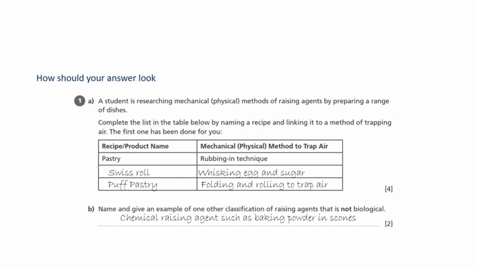Finally, the second part of the question will be completed with the classification chemical raising agents, with an example named such as baking powder used for scones.